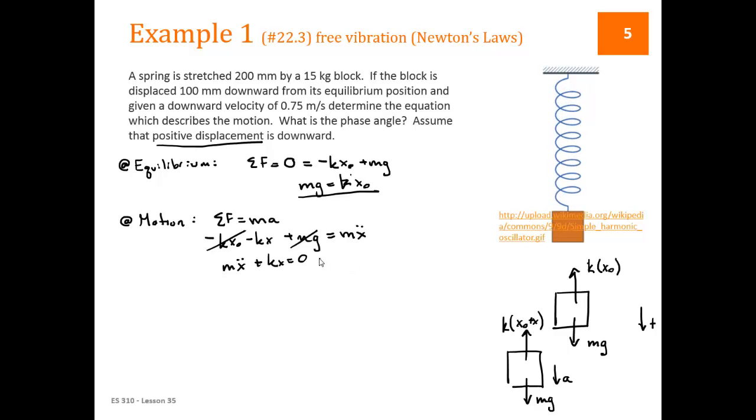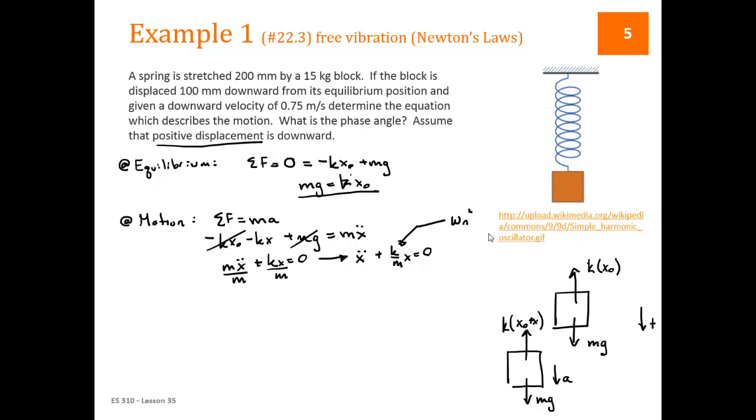We need to write that in the standard form. The standard form has no coefficient in front of the x double dot term, so we need to divide through by m. And we can write x double dot plus k over m x is equal to 0. Now looking at our standard form, whatever is in front of the x term, the non-derivative term, is equal to omega n squared. So the natural frequency for this motion is omega n equal to the square root of k over m. We don't know k yet.